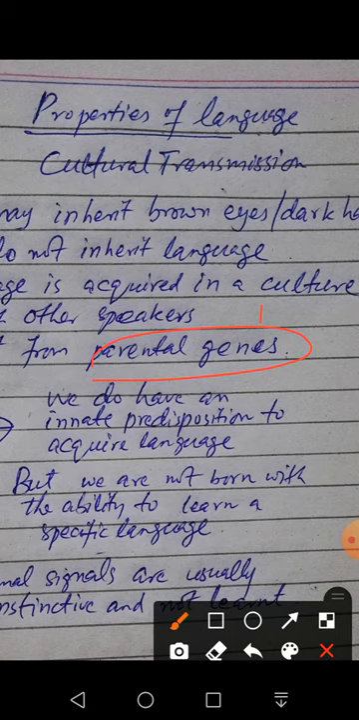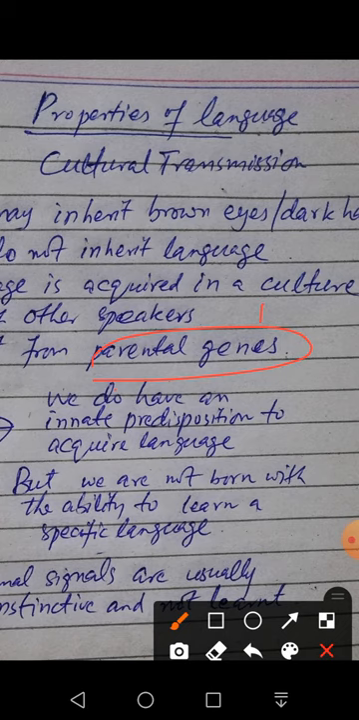So language is not genetically transferred, it is not inherited, rather we learn a language in a culture. So language is culturally transmitted. It does not mean that if you are born to a Pashto speaking family, you will always speak Pashto. Unless you are given Pashto input, you will never utter a single word of Pashto. When you hear Pashto or Hindko from your siblings, your parents, your friends, people living in your locality, this way you start speaking.